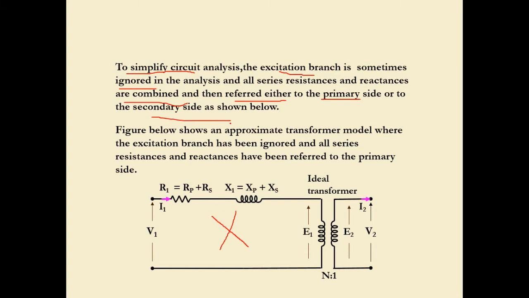In this particular example, we have seen that at the secondary part over here, there is no impedance, no component of resistor or coil and so on. We have shifted everything to the primary side of the transformer, here and here. S stands for secondary. So the figure below shows an approximate transformer model where the excitation branch has been ignored and all series resistance and reactance have been referred to the primary side of the transformer. As simple as that.